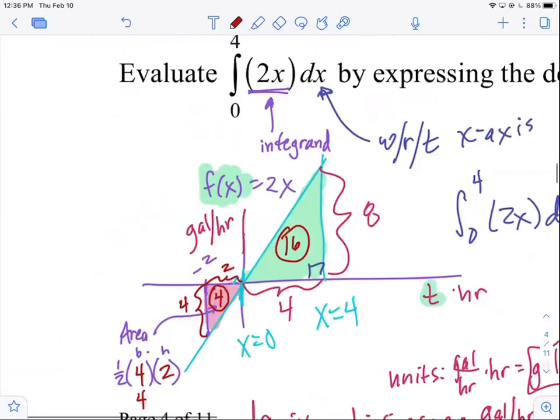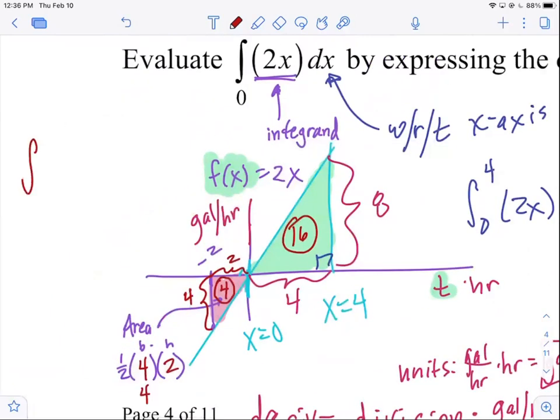All right, what would this be? What would be the integral from 4 to -2 of 2x dx? It would be -12, right? Because now it's going backwards from right to left.